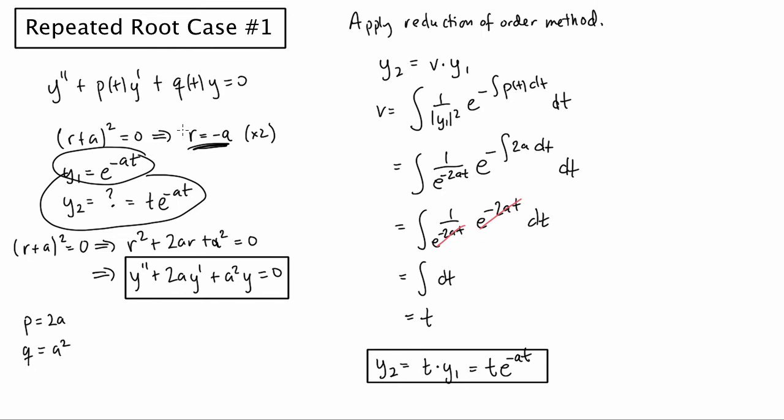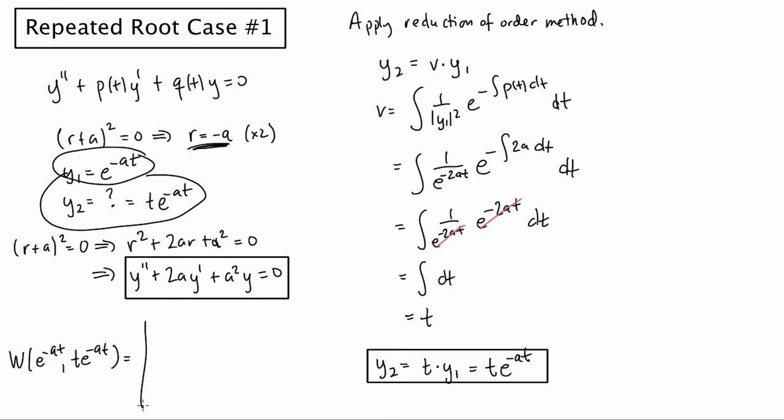Now the question is, given what we have here, do we know that these form a fundamental set? Well, we know because of the way we derive the reduction of order method, we know this thing is a solution. We know e to the negative at is a solution. Do we know that they are linearly independent? Remember, we have to check the Wronskian. So I'm going to do that now. I'm going to check the Wronskian of e to the minus at, t e to the minus at.